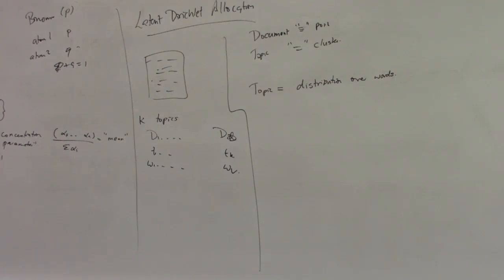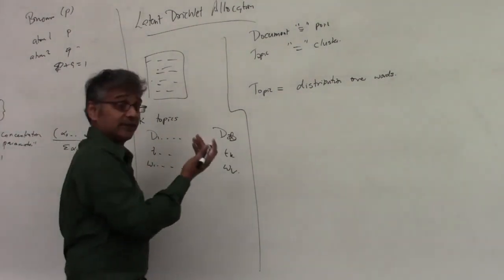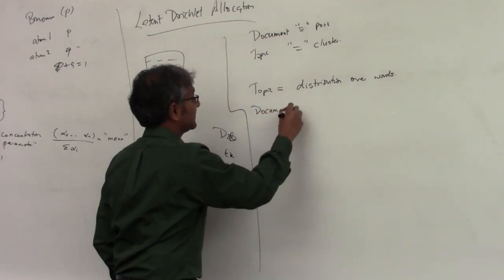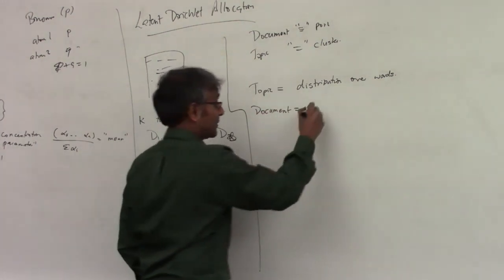Again, in a loose analogy, a particular cluster is some kind of distribution over the space. It has a certain shape to it. So each topic has a certain shape to it. Okay? We also will posit that a document itself is a distribution over topics.